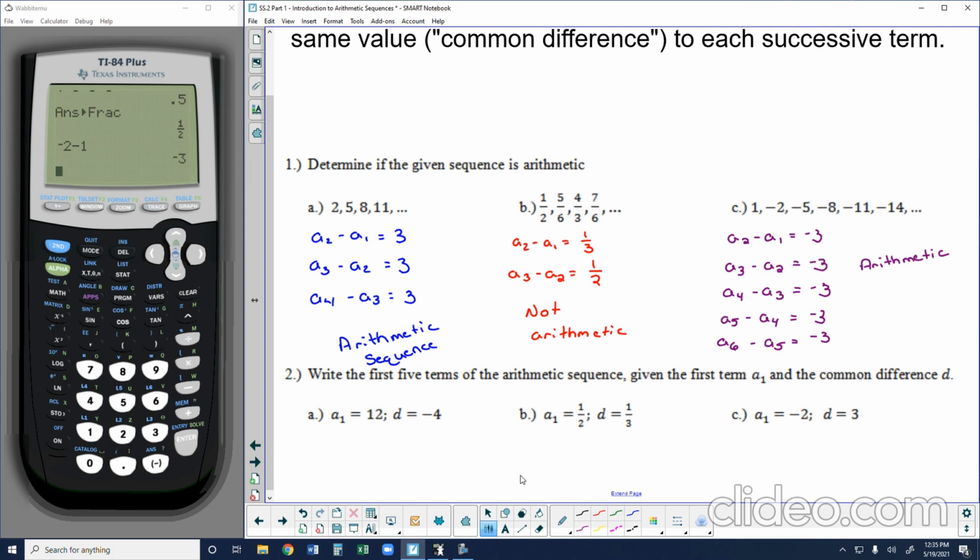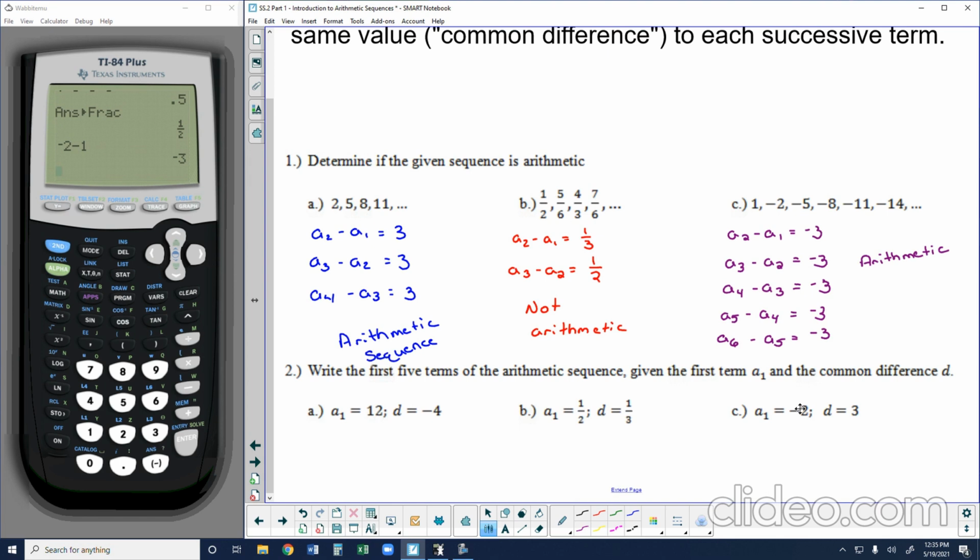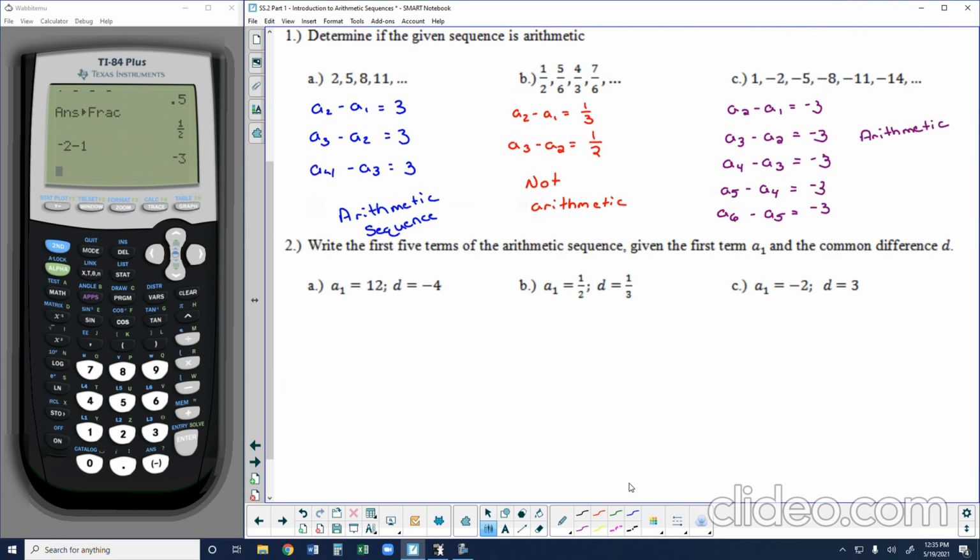In problem number 2, it says write the first 5 terms of the arithmetic sequence given the first term is A1 and the common difference D. So they're going to give us the common difference, the amount between each term here. So what we know is the first term for 2A is 12. So term 1 would be 12.